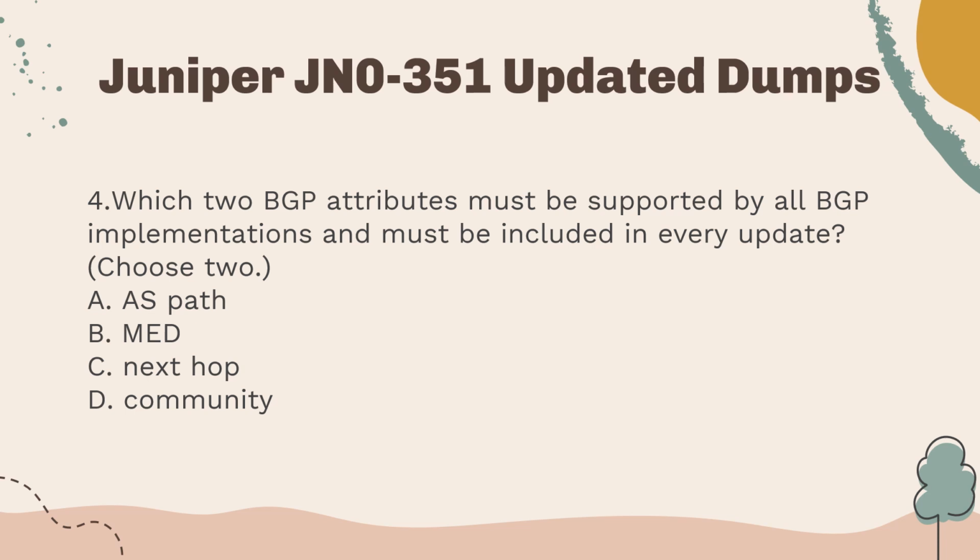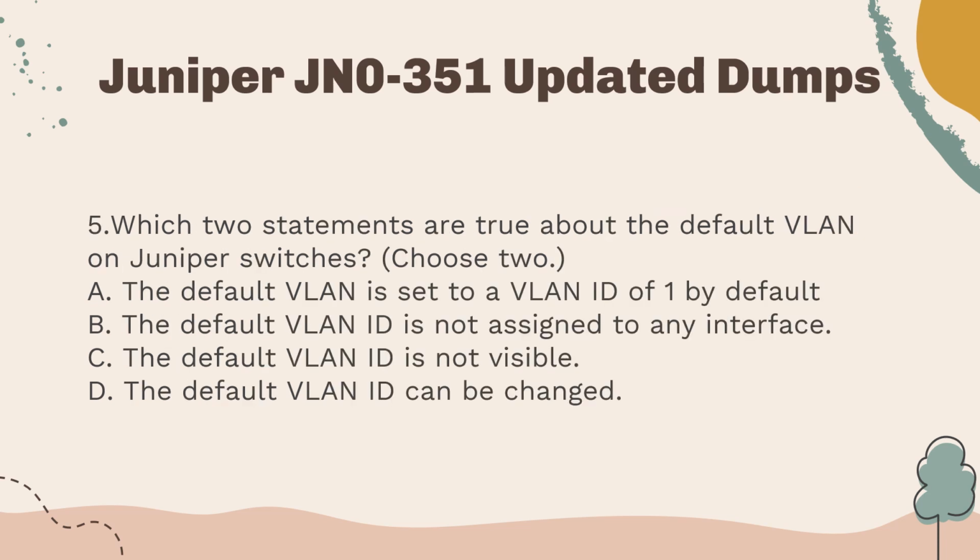D. Community. 5. Which two statements are true about the default VLAN on Juniper switches? Choose 2. A. The default VLAN is set to a VLAN ID of 1 by default. B. The default VLAN ID is not assigned to any interface. C. The default VLAN ID is not visible. D. The default VLAN ID can be changed.